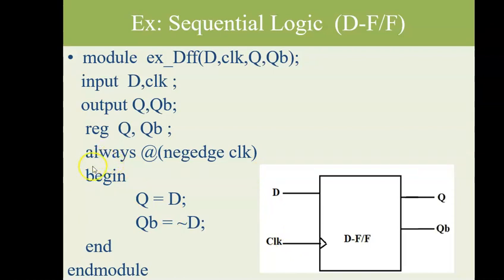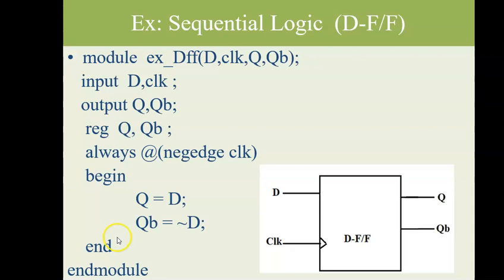Behavioral model, always block, always at negative edge of the clock. So whenever the clock is at the negative edge, begin, do the things. What it has to do? Make Q equal to D, that is, assign the D value to Q, and Q bar will become the complement of D, so invert of the D. So at every negative clock pulse, do this.